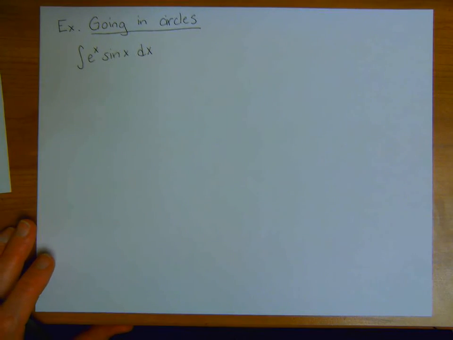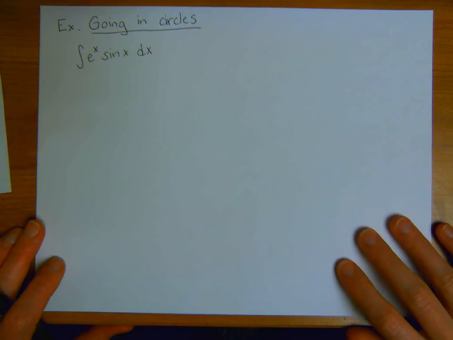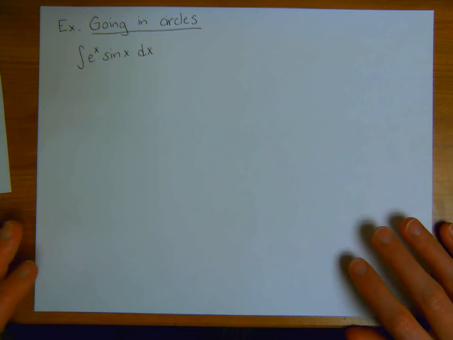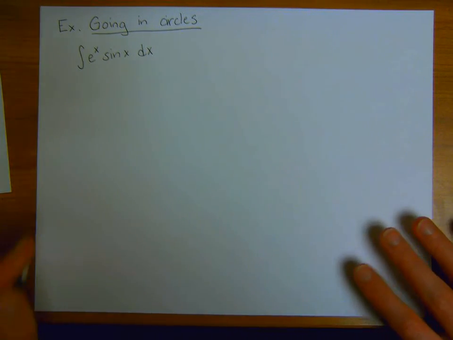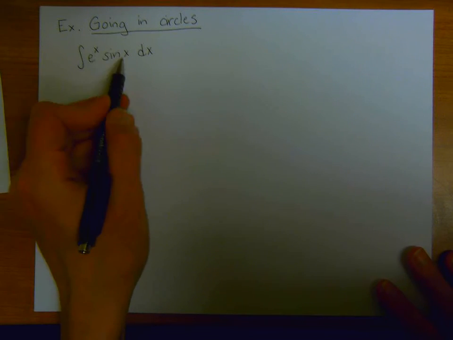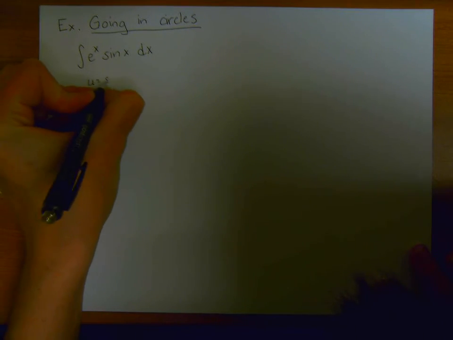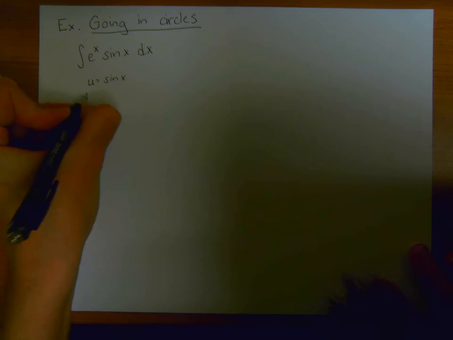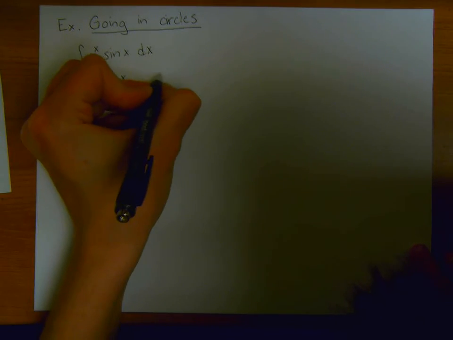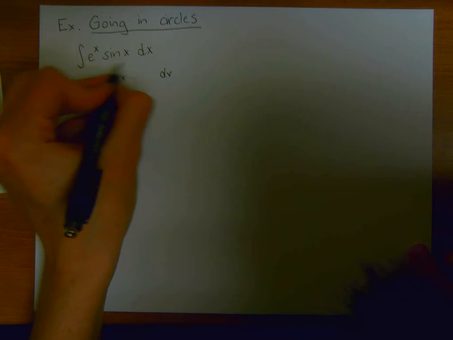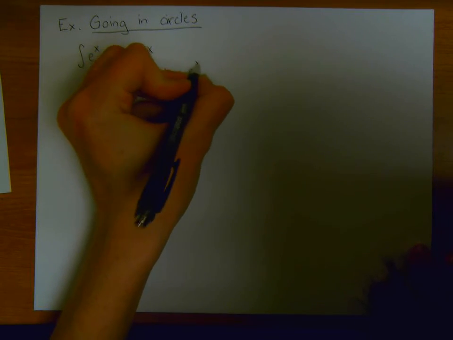For this last example, I'm going to call it going in circles, and you'll see why in just a second. I can see that this is a product, and so it's nice to do integration by parts. I'm going to set u equal to sine of x, and du, and then dv, the other piece, becomes e to the x dx.